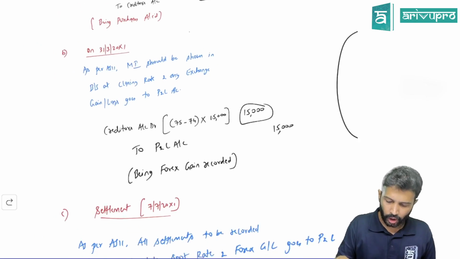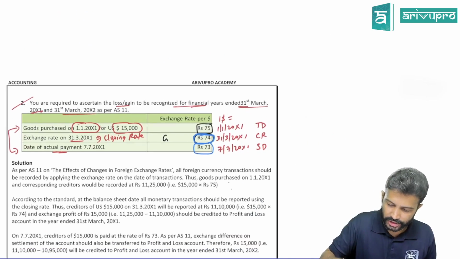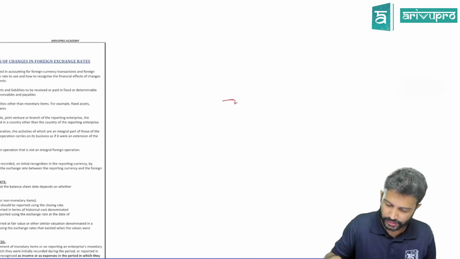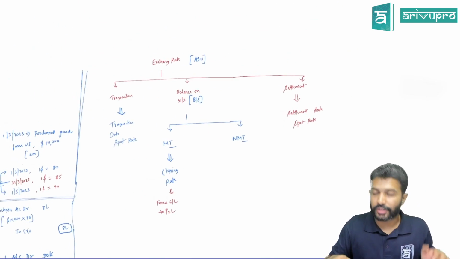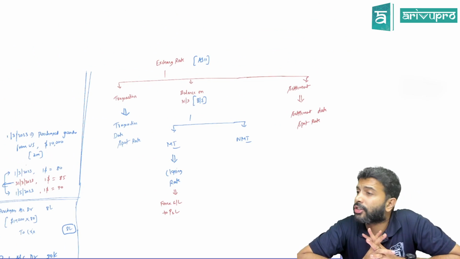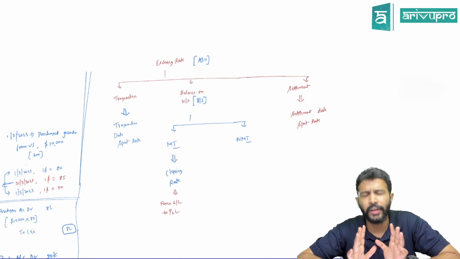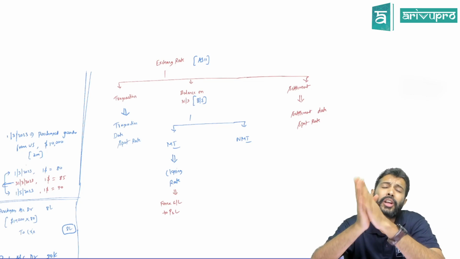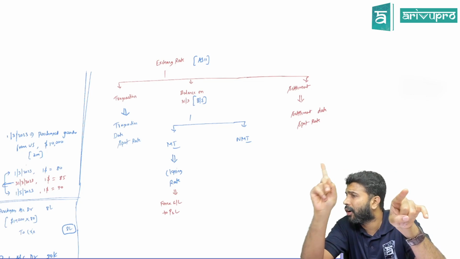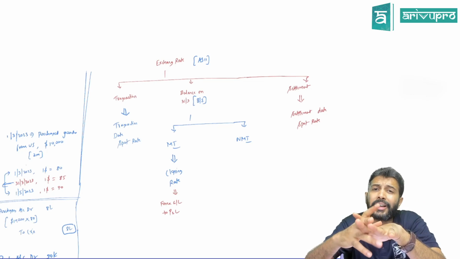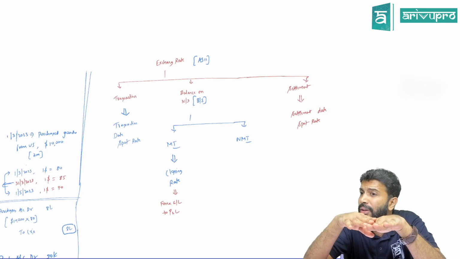All right. So far, let's go back to the chart. What have we discussed? We discussed AS11. AS11 talks about accounting for foreign currency transactions. For that, first you need to identify whether a component is a monetary item or a non-monetary item. Monetary item means that component's value is fixed.